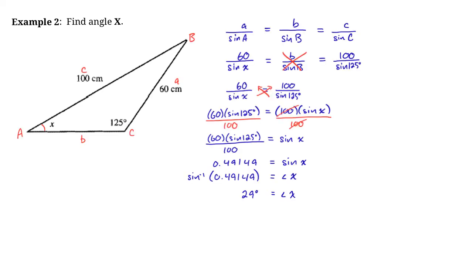Now if you've solved it, this is our answer. Some of you may have only gotten up to this point, but remember, we're finding angle X, so we need to isolate only the X. So don't forget, because we're finding the angle, you need to use the inverse of sine to find this angle, and our actual angle is 29 degrees.